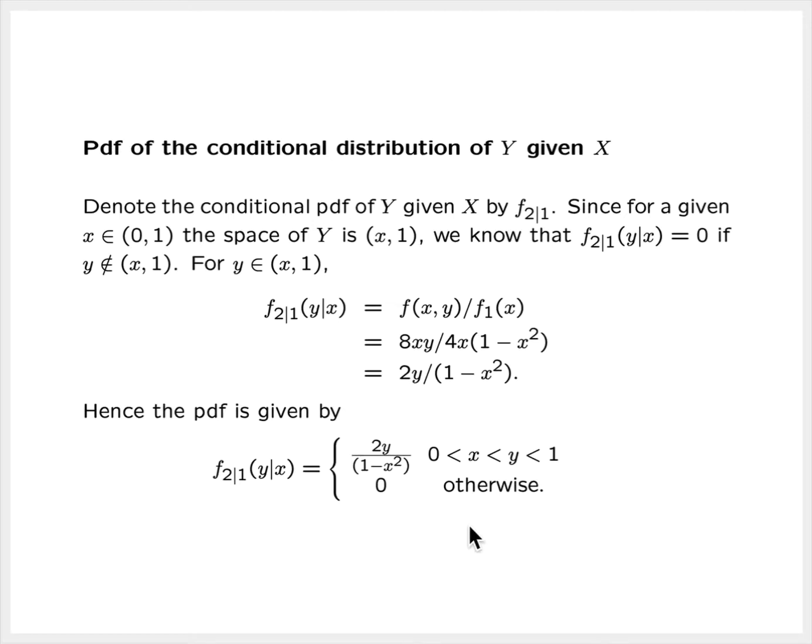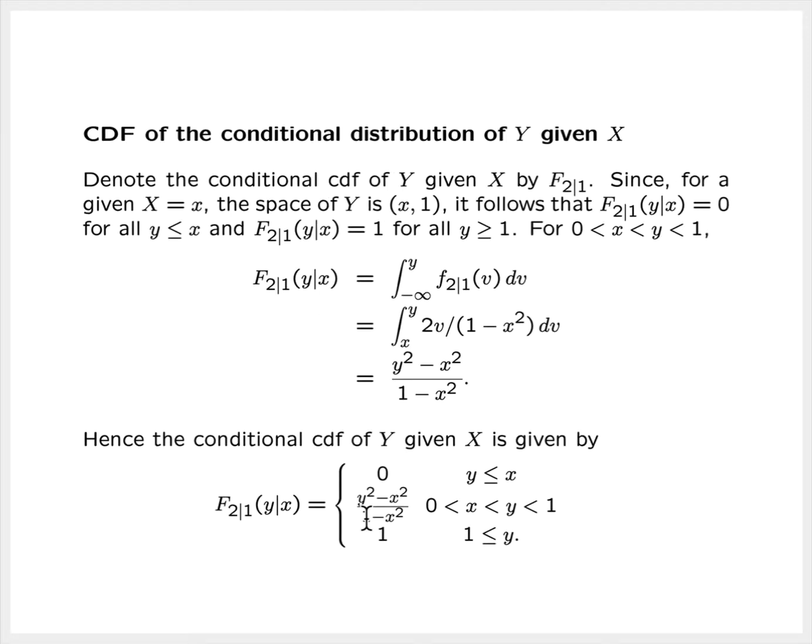And so this is the formula for the conditional PDF of y given x for values of x and y that are both in the unit interval and for which x is strictly less than y. The conditional PDF of y given x evaluates to 2 times y over 1 minus x squared, and for any other values of x and y, it evaluates to 0.